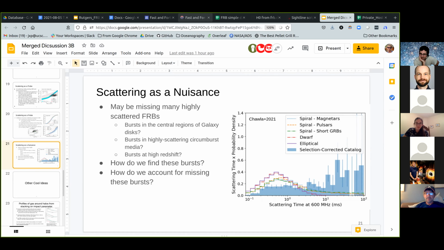Absolutely, yeah. So could this suggest that there are more FRBs at low frequencies? It's like thinking of Liam Connor's plot where the rates are kind of similar, but I guess it's not accounting for this potential tail of highly scattered CHIME bursts. Maybe there's a low frequency population that we just don't see at higher frequency.